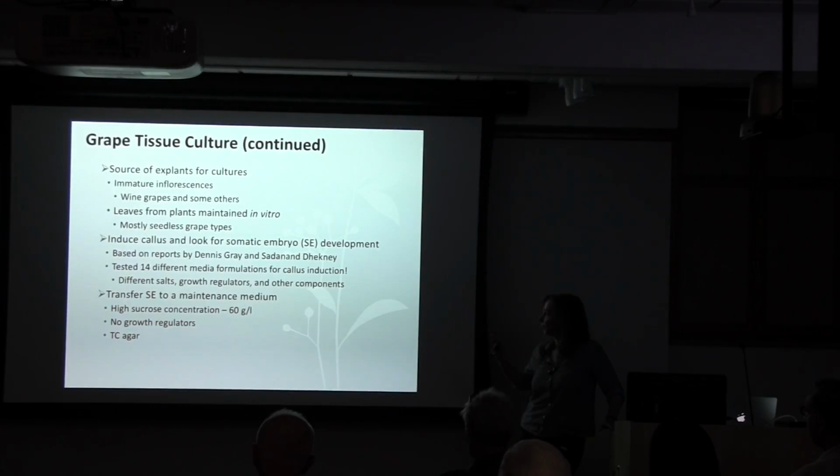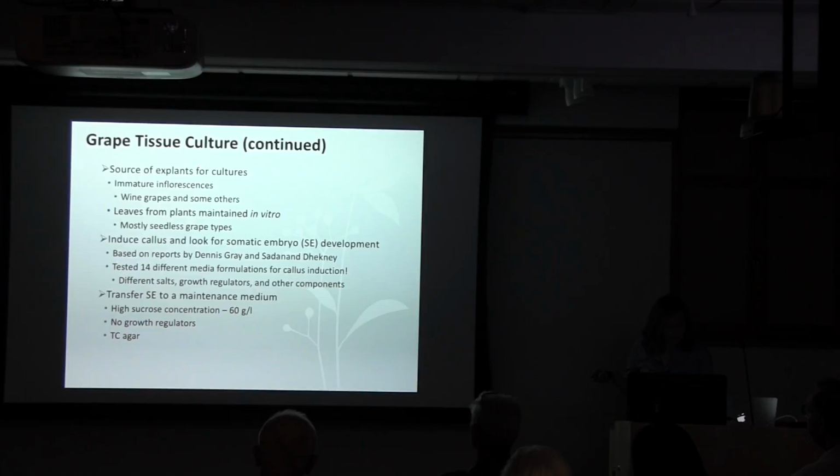We're not doing Pixie yet, but for Scout and Concord, we had to look at different salts, different growth regulators, and other media components. Once we have that callus and we have the somatic embryos, or SE, they are transferred to a maintenance medium. And this maintenance medium contains a high level of sucrose. Sucrose generally is around 20 to 30 grams per liter in a culture medium, but for this medium we needed a higher level at 60. There are no growth regulators in the medium, and as I mentioned before, your gelling agent can make or break a system. In talking with Dennis Gray, he said it's very important to use this agar called TC agar throughout the whole system to get a good response for Grape.